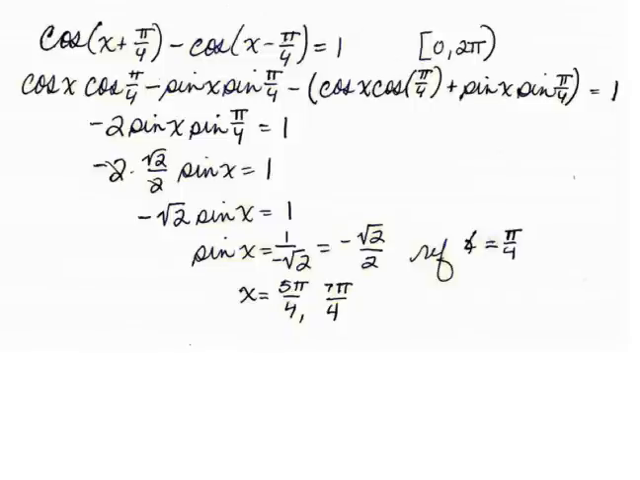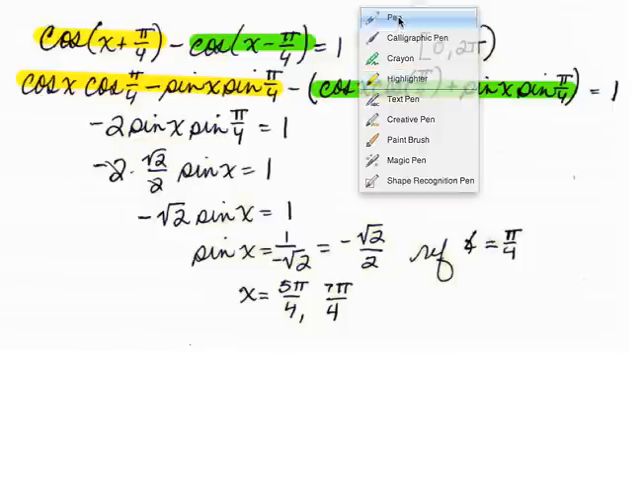And let's see, cosine of x plus pi over 4, I use the sum identity. That's right there. Cosine of x times cosine of pi over 4 minus sine of x, sine of pi over 4. And then over here, I'm going to use the difference identity for cosine. And notice this is all in parentheses. I'm going to subtract the quantity. That becomes cosine of x times cosine of pi over 4 plus sine of x times sine of pi over 4. That whole thing is equal to 1.